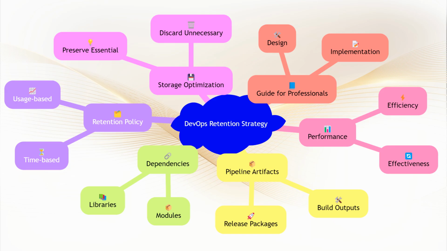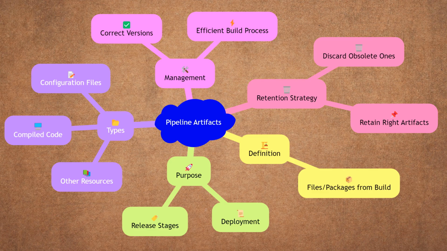guide for DevOps professionals. Pipeline artifacts are the files or packages produced by the build process that are necessary for the deployment and release stages. These can include compiled code, configuration files, and other resources. Proper management of these artifacts is essential to ensure that the correct versions are deployed and that the build process remains efficient. Retaining the right artifacts while discarding obsolete ones is a key aspect of a successful retention strategy.